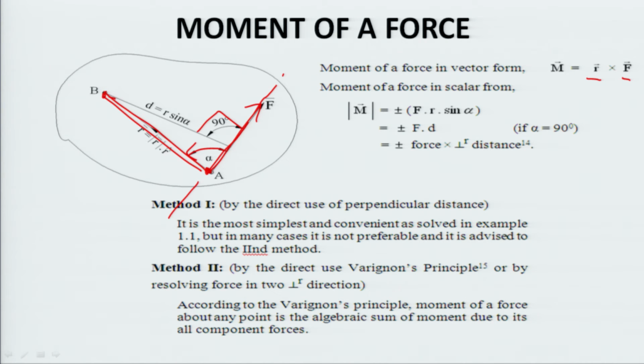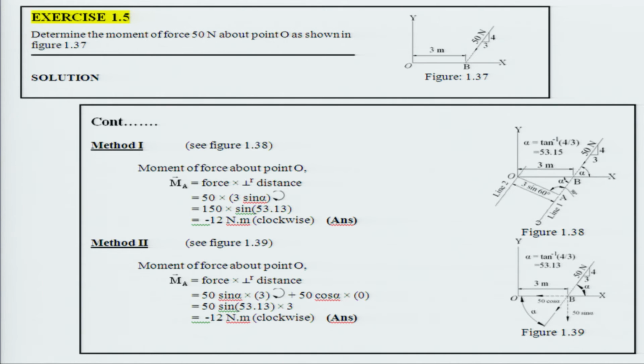There are two methods. First method is direct use of the perpendicular distance, and second method is the use of Varignon's principle, or resolving the force into perpendicular directions. Let us calculate the value of the moment of a force acting at point B about O, the moment about O due to this force acting at point B.